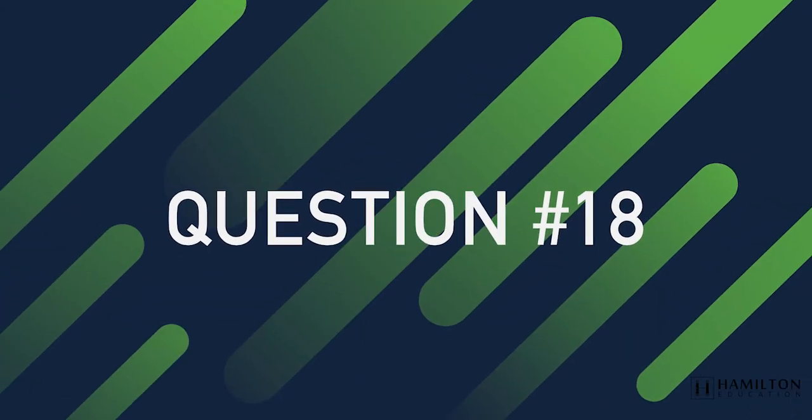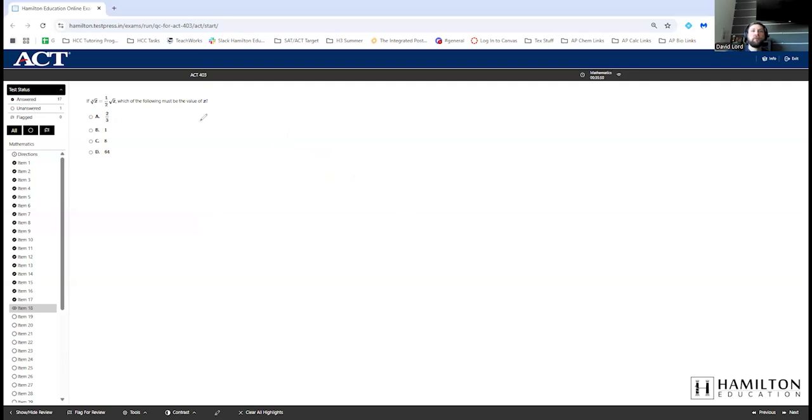Question number 18. If the cube root of x is equal to 1/2 the square root of x, what must be the value of x? So like we saw earlier, you could definitely plug in each of these answers and see which one works. And even still, I might do that. 1 is so easy to plug in. The cube root of 1 does not equal 1/2 of 1. So I know B is out.